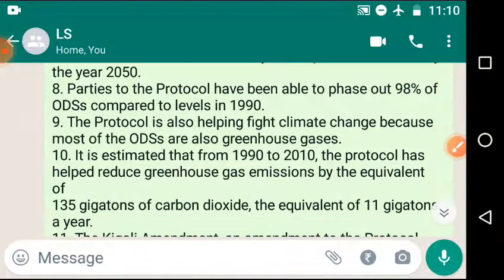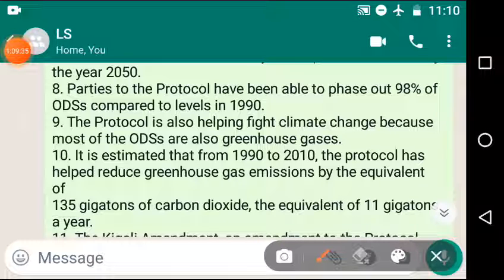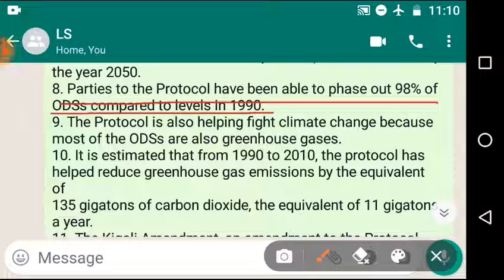Then it is saying that the parties to the protocol have been able to phase out 98% of ozone depleting substances compared to the level in 1990. It is saying that almost every country has phased out or reduced the use of ozone depleting substances by almost 98% compared to the 1990s. So these are the things, and you will see them.